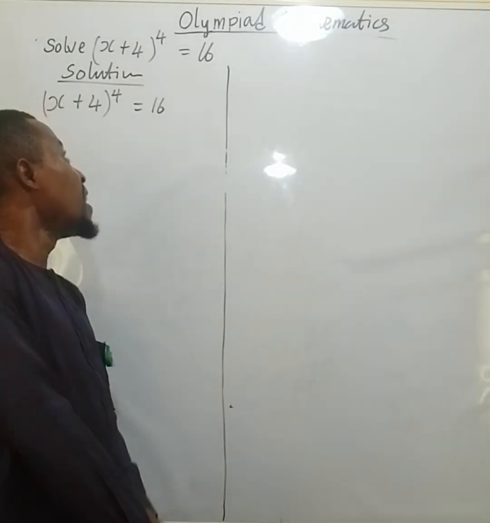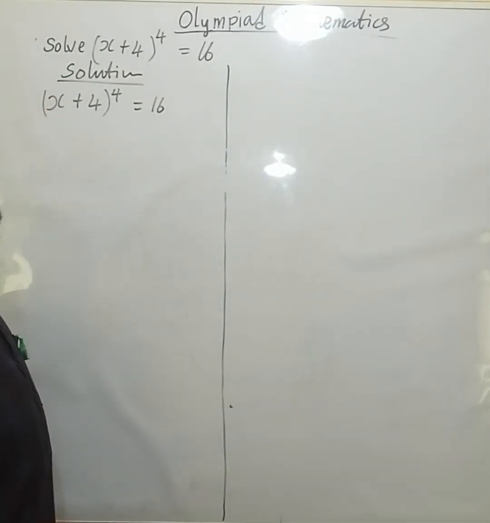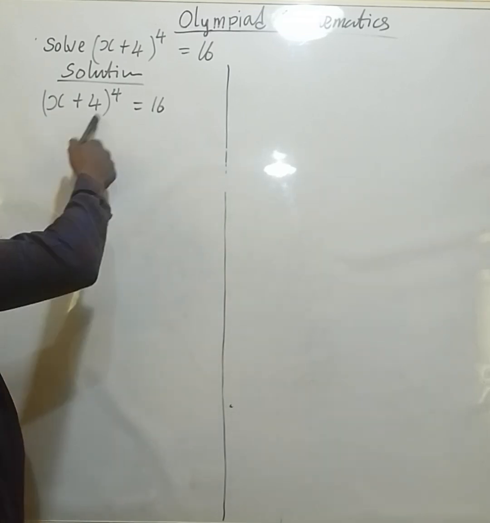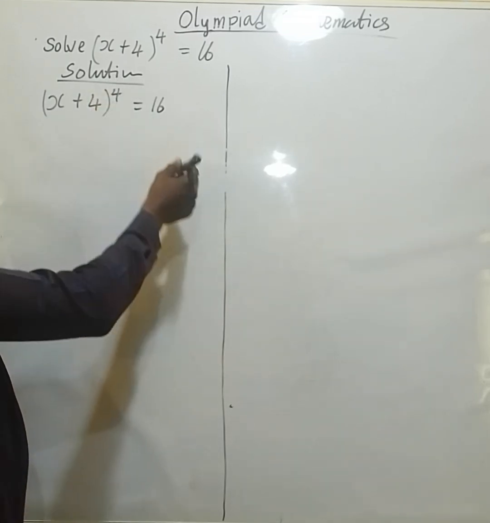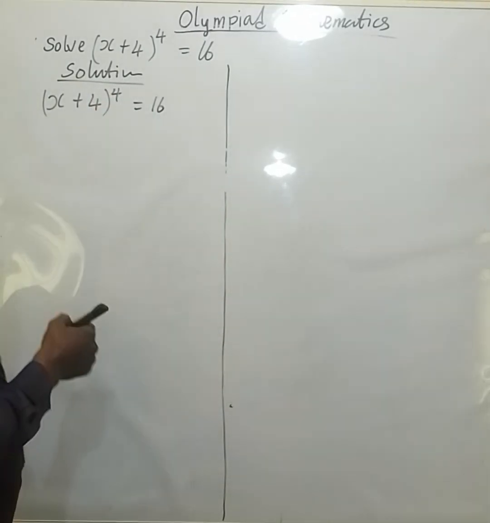Good morning, class. Let us solve this Olympiad mathematics question. The question says (x + 4)^4 = 16. So let us solve it together.